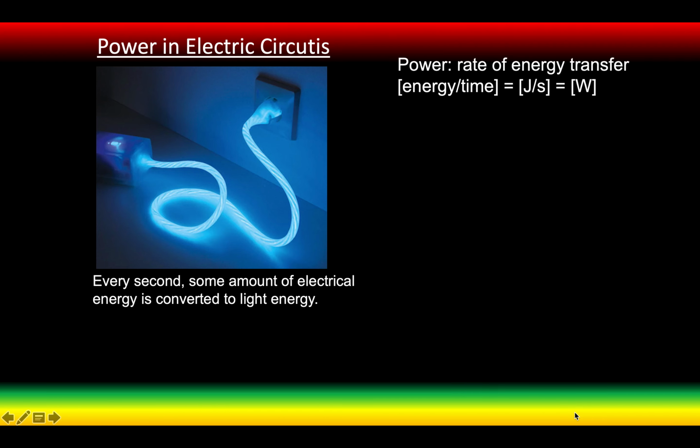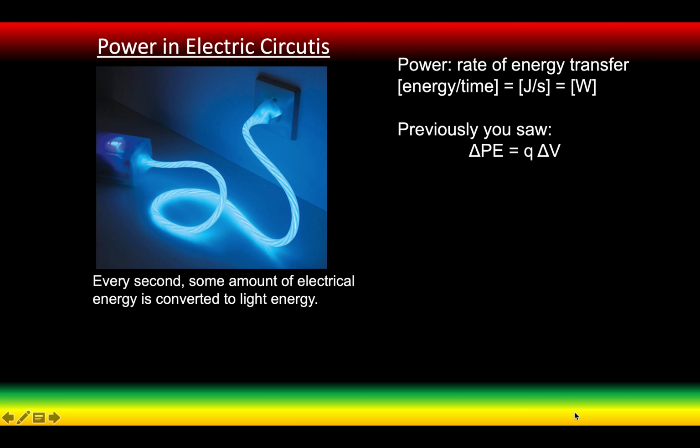In the picture shown, electrical energy is being converted into light energy at a certain rate. Last semester, we learned that power is the rate of energy transfer with respect to time. Power is measured in units of energy over time, or joules per second, and the SI unit of power is the watt. We have seen that the change in electrical potential energy could be written as Q times delta V.